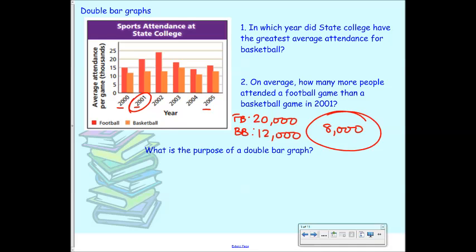Okay, what would you say is the biggest year for football at State College? Why 2002? Yeah, it's the tallest, right? It's the tallest of those red. And it looks like basketball stays a little bit more steady. But football, what happens? Spiked, and then what happened? Yeah, people kind of stopped going. It gets a little bit closer to basketball after 2002.